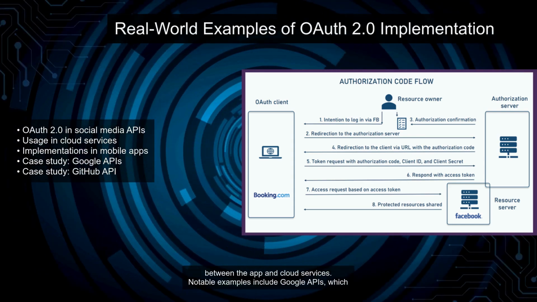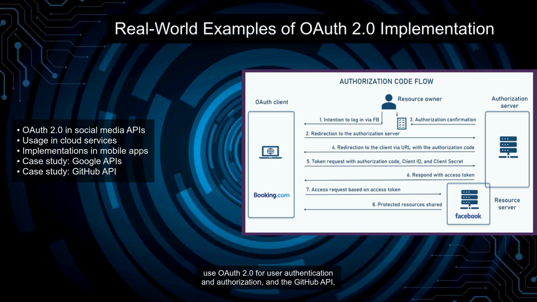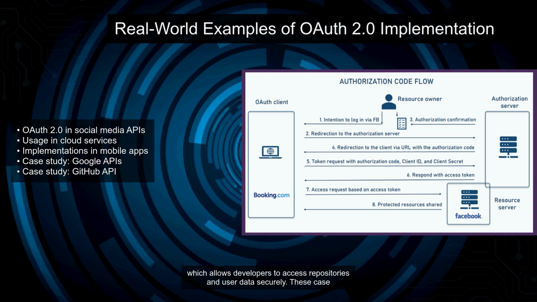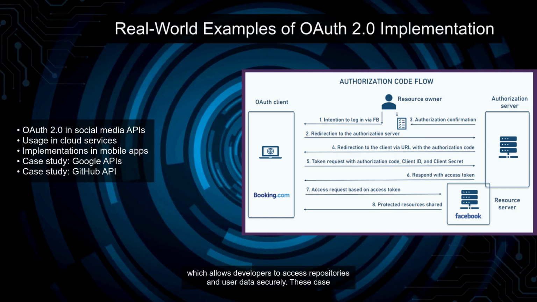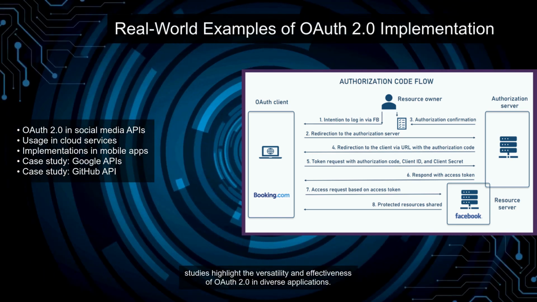Notable examples include Google APIs, which use OAuth 2.0 for user authentication and authorization, and the GitHub API, which allows developers to access repositories and user data securely. These case studies highlight the versatility and effectiveness of OAuth 2.0 in diverse applications.